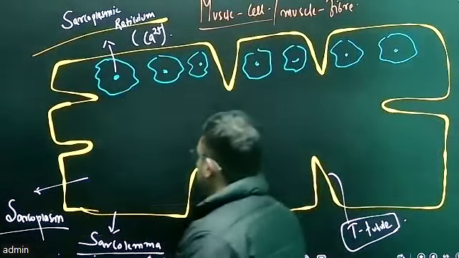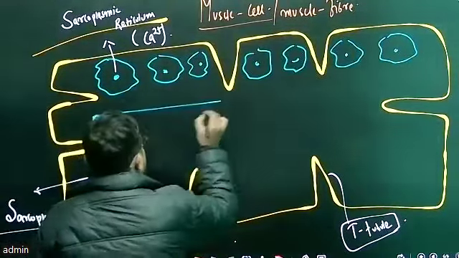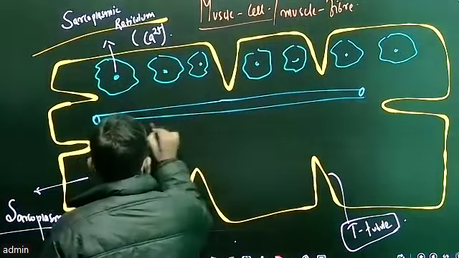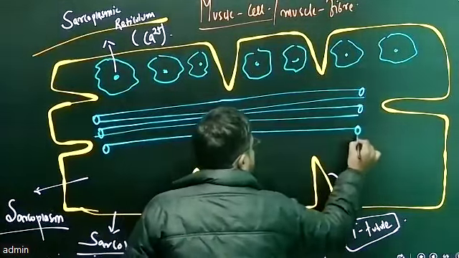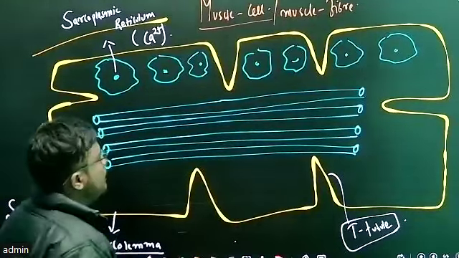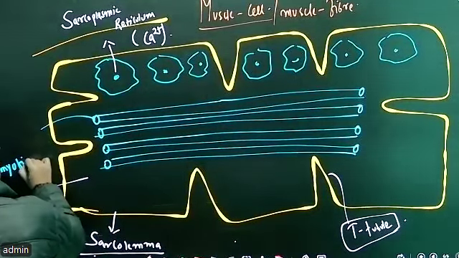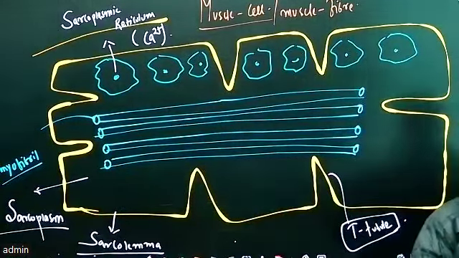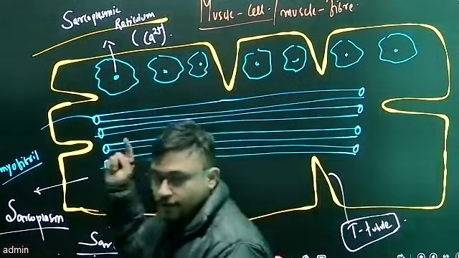Now, listen to this very carefully. Right now, you are seeing a band-like structure that runs parallelly. Yes or no? This band-like structure that runs parallelly is called the myofibril. What are myofibrils? Myofibrils are the band-like structures that run parallelly inside a muscle cell or a muscle fiber.